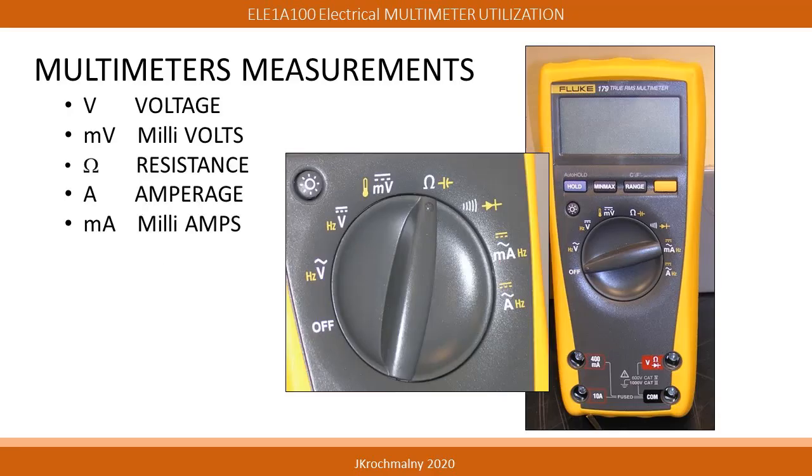The selector switch is what configures the multimeter for the intended property for measure. Notice that this meter has selector positions for voltage, millivolts, resistance, amperage, and milliamps.